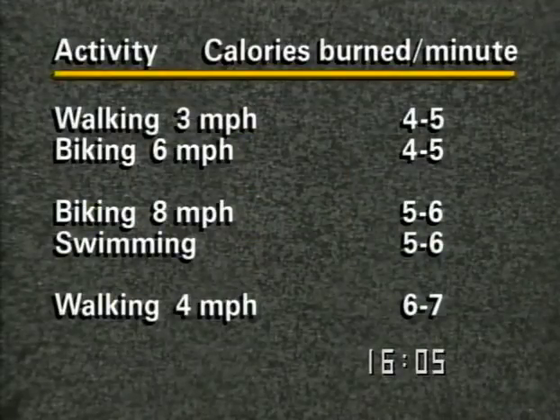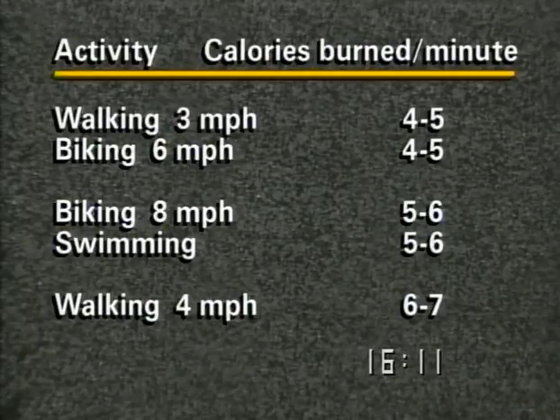Before starting an exercise program, a diabetic patient should get approval from the physician. The doctor and patient will decide the type and amount of exercise. The program will take into account how many calories the body will burn for each minute of exercise. This chart gives you an idea. Walking burns 4 to 5 calories per minute. If the patient walks for 30 minutes, that would be 120 to 150 calories burned.